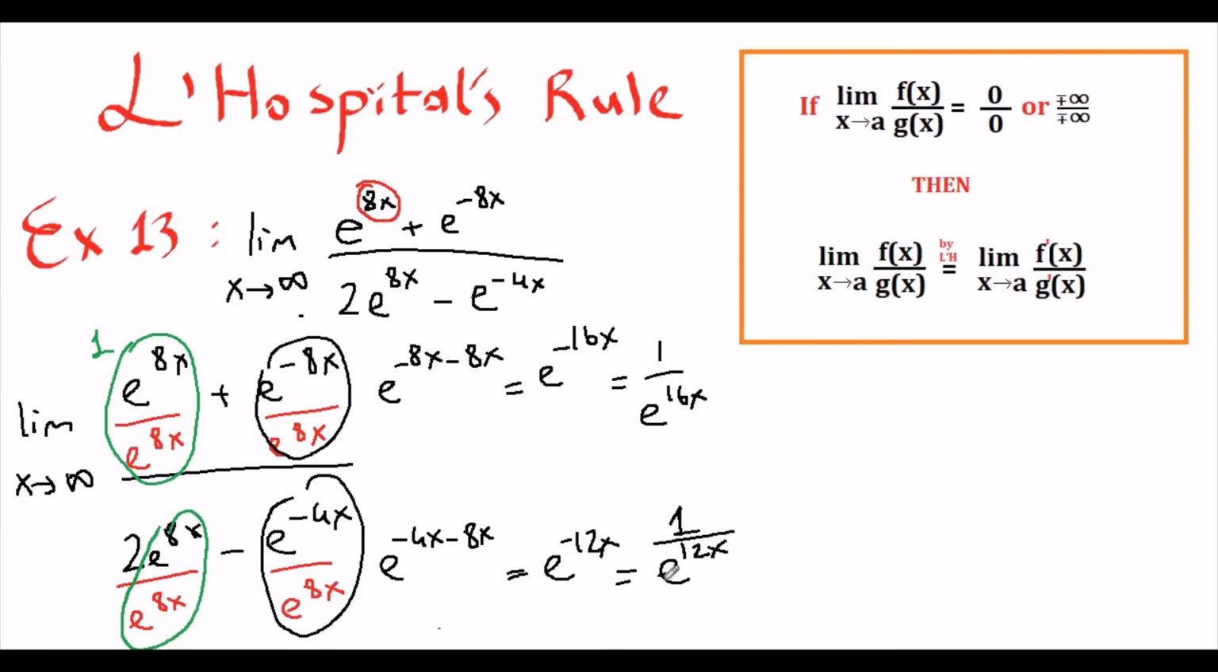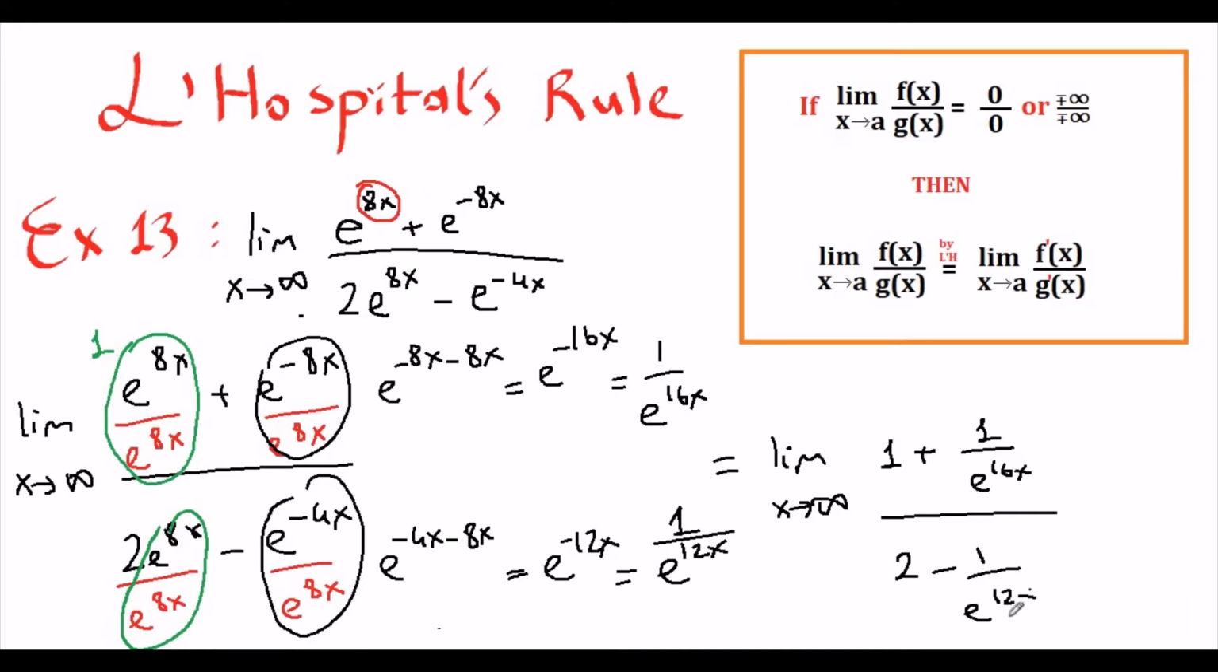So we can rewrite our limit as x is approaching infinity. From the first term, we obtain 1. From the second term, we obtain 1 over e to the 16x. This term on the numerator, we obtain 2, minus, and from the last term here, we obtain 1 over e to the 12x.